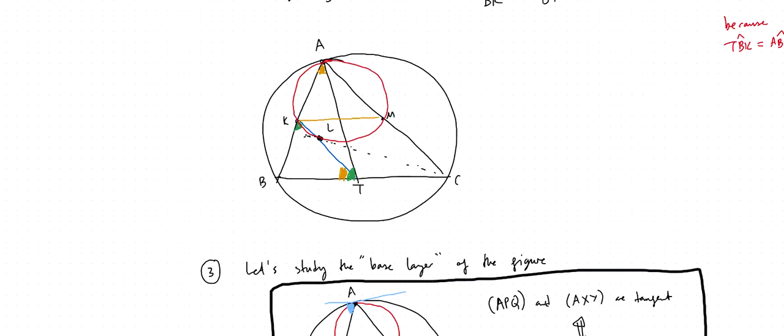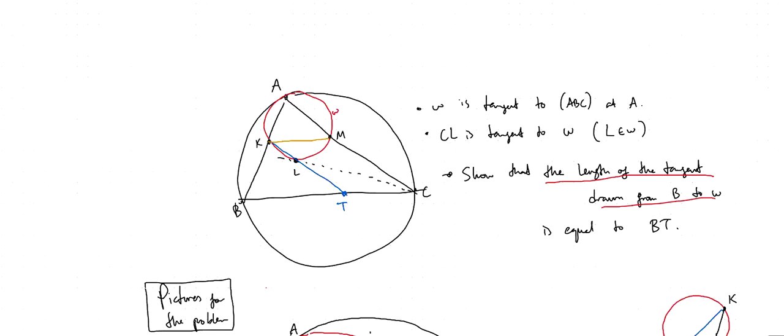We can show a lot of cyclic quadrilaterals. Yeah, tell me. What do you show? We can show that ALTC is cyclic. Very good. This is very good. From these parallel lines, you can show ALTC is cyclic.